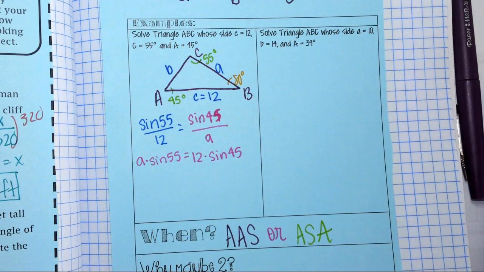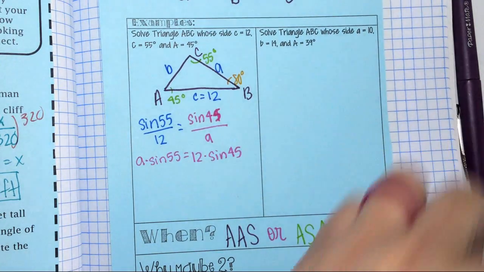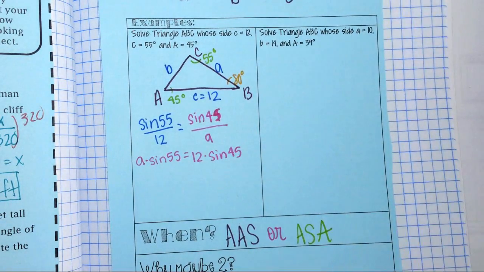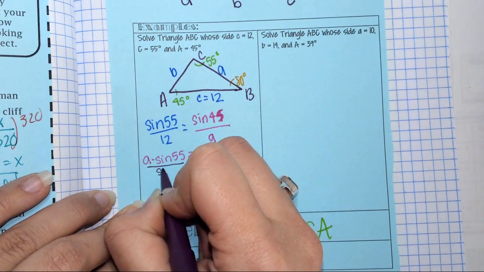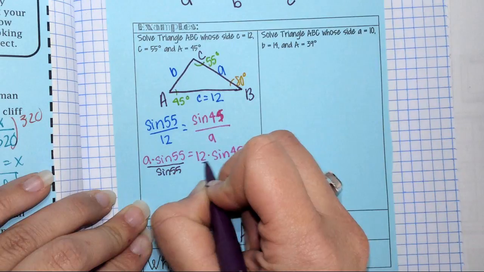And then what do I do? Divide by what? What's over there with the A? We're trying to get A by itself. So what am I going to divide by? My gosh, you guys had a week off from thinking, and it's like I'm pulling teeth.